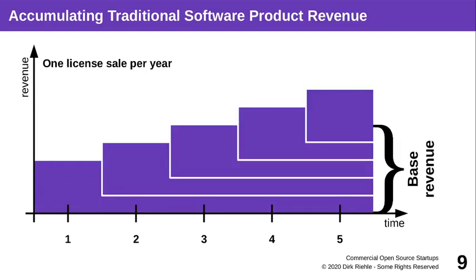And the nice thing is that if you close one deal in the first year, and a second deal in the second year, and a third one in the third year, and so forth, the maintenance revenue is actually what makes you a successful business over time. Because it keeps piling up.